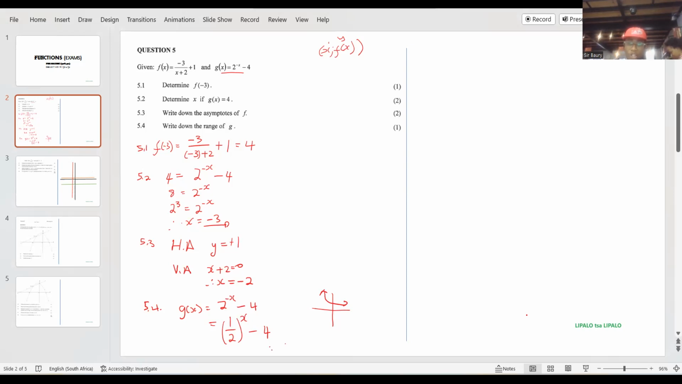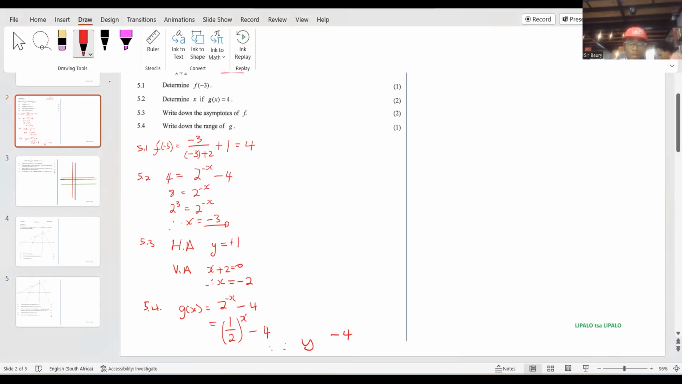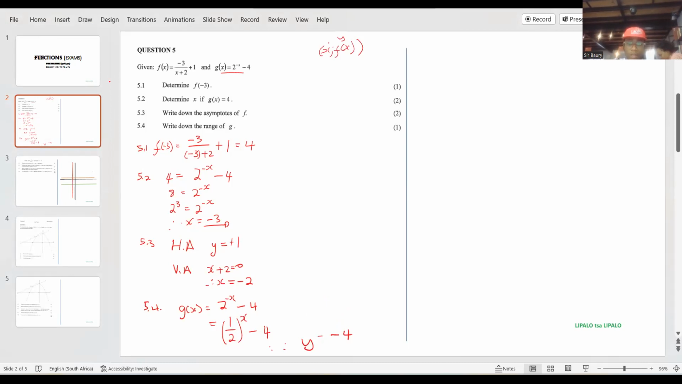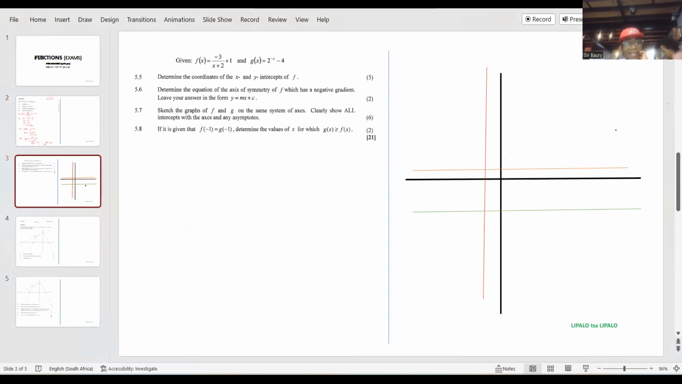So it means that my range, y has to be greater. The curve exists above the asymptote. Y has to be greater than -4. Cannot be equal to, it has to be greater than. It only exists above -4. So here will be -4, then the graph will cut the y-axis. Oh, why am I saying equal sign? Greater. It has to be greater. That's the range.